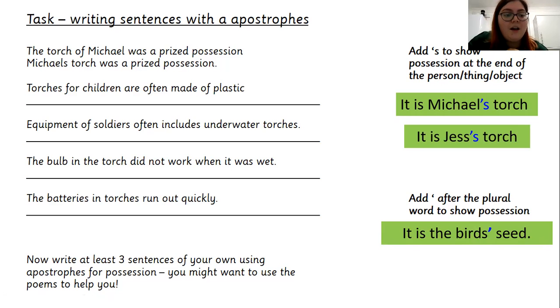Third sentence. Equipment of soldiers often includes underwater torches. So our main noun in that sentence, what's going to be owned, is equipment. Who owns the equipment?